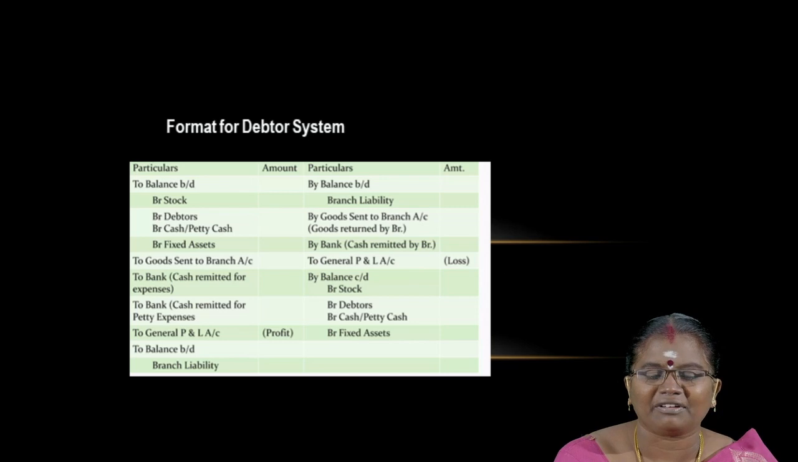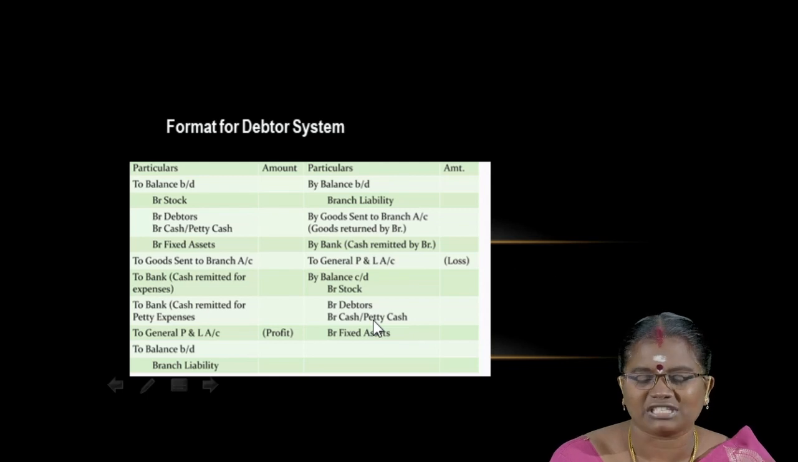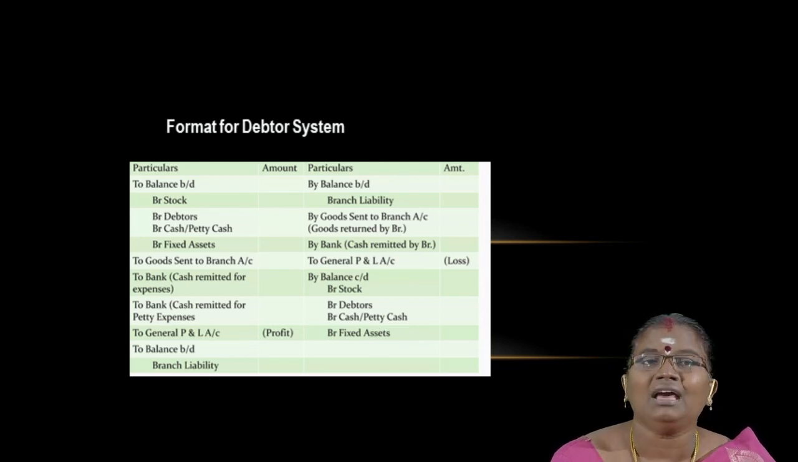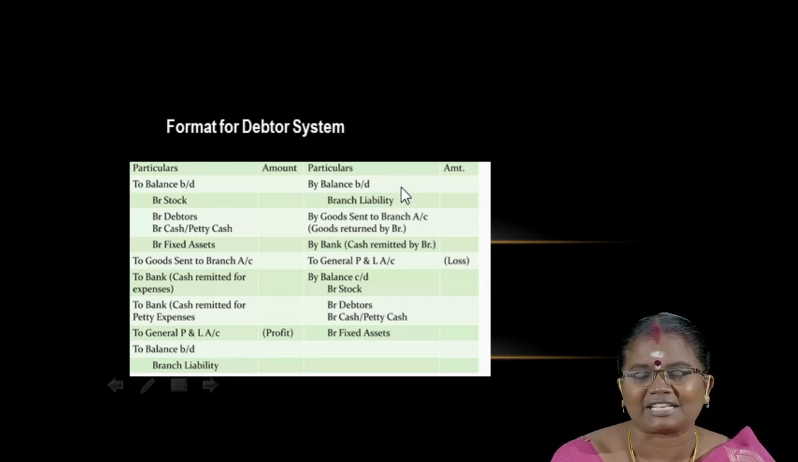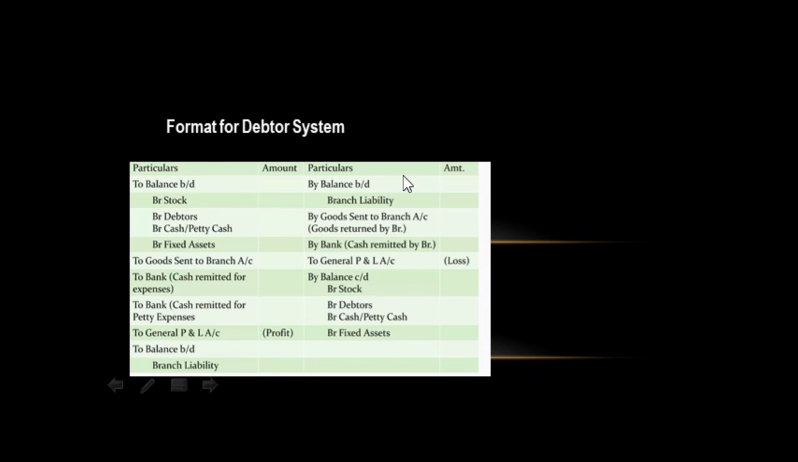So here we write stock, debtors, cash and prepaid expenses. Similarly, on the opposite side, the closing balance of the assets is written, and again for the liabilities, the balance brought forward on liabilities, creditors and outstanding expenses should be on the credit side. In the same way, on the debit side we will be writing the closing balance, like branch liabilities, where we have to write the creditors and outstanding expenses.